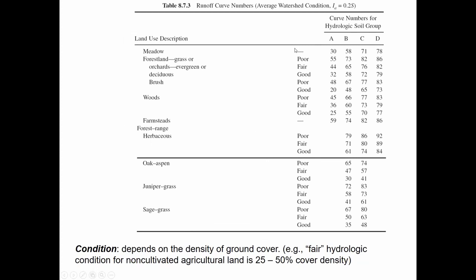Here are some curve numbers for undeveloped areas. This comes from your text in Chapter 8. So you can see there are curve numbers for woods. That's what we have around here.